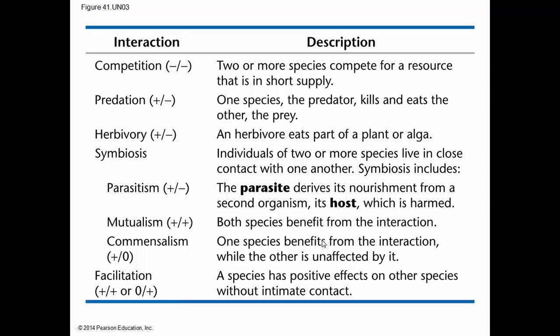Okay, here is a table of different symbiotic or interspecific interactions, including competition, predation, herbivory, symbiosis, parasitism, mutualism, commensalism, and facilitation. That's when a species has positive effects on other species without any intimate contact, like that Juncus, the black rush.